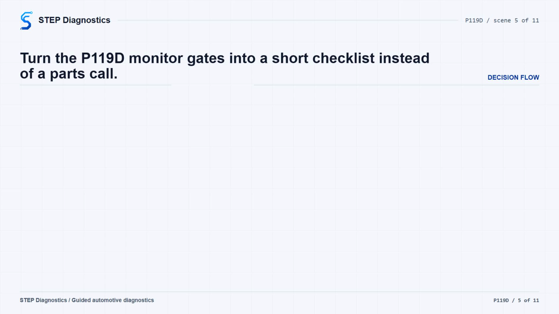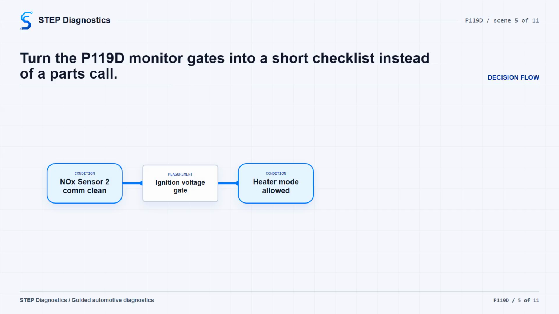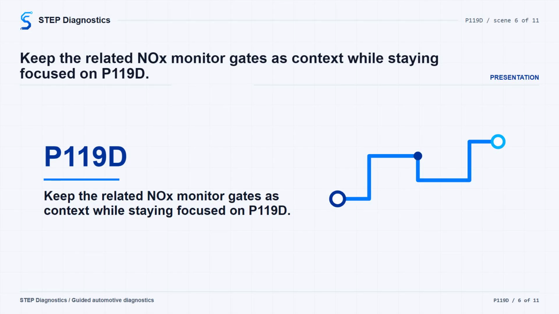Treat the running conditions as monitor gates, not as a parts call. For this target path, communication status has to be clean for the NOx Sensor 2 module. Ignition voltage must be greater than 11 volts. NOx Sensor 2 heater mode must be allowed, and NOx Sensor 2 supply voltage must be greater than 10.8 volts. In the shared monitor gates, also watch for the engine idling for greater than 180 seconds before ignition off.